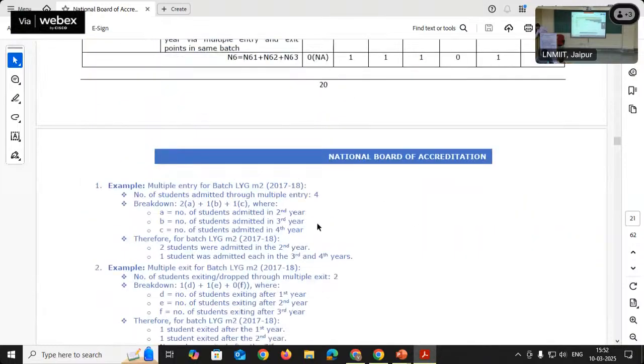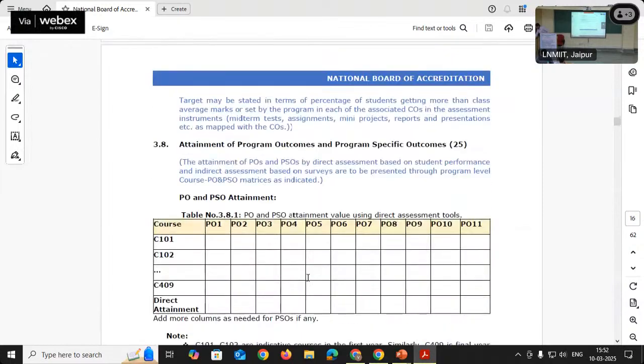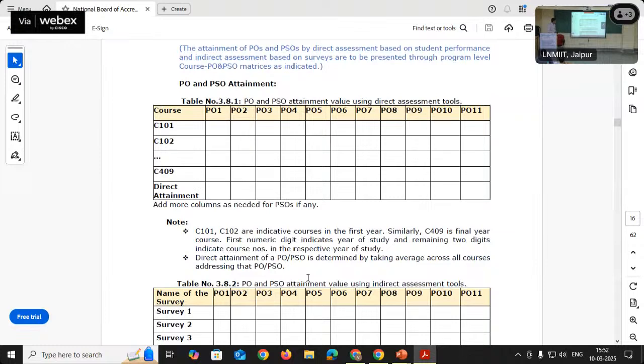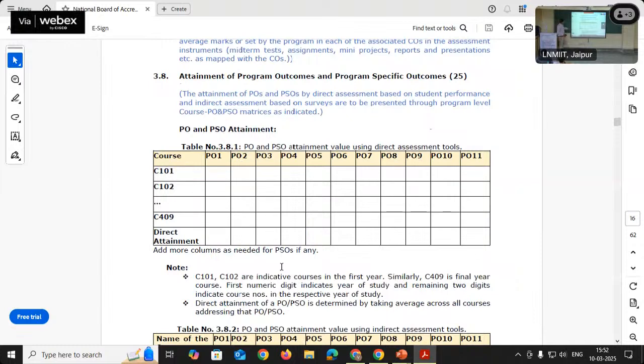But let me go through criteria 3, sir. That is COPO. It is new. You can see these 11 POs. They have these tables and these 11 POs. See, please here, what is the meaning of C101? First year. At least for this year, if you are going to apply. Okay. Thank you.